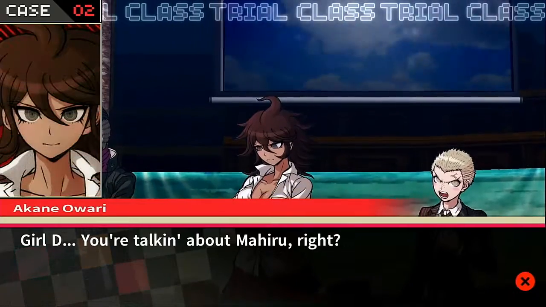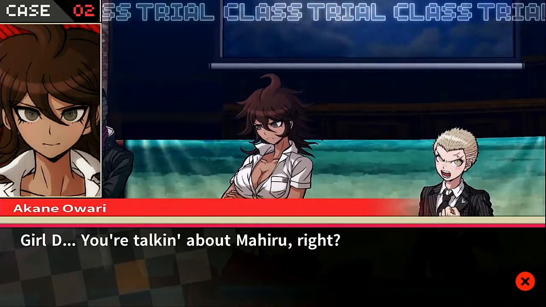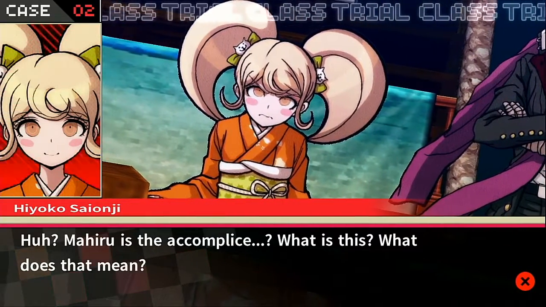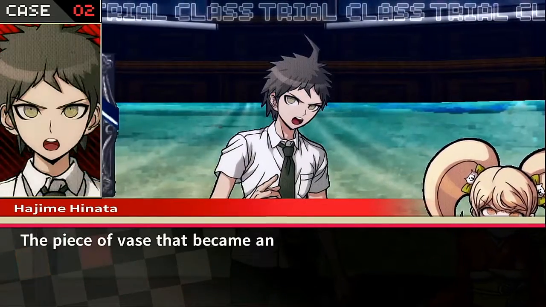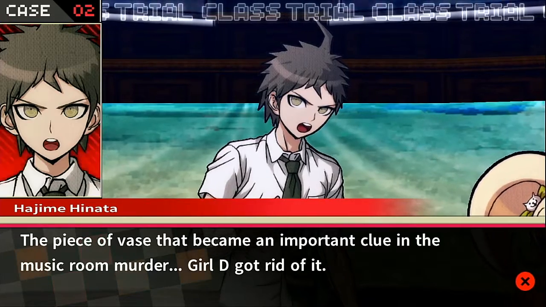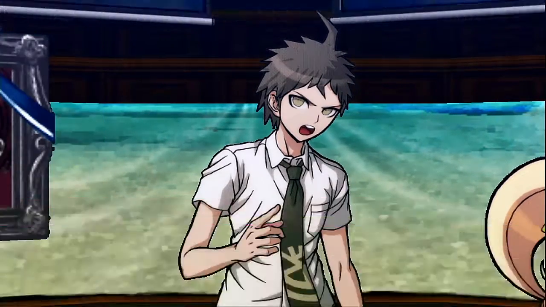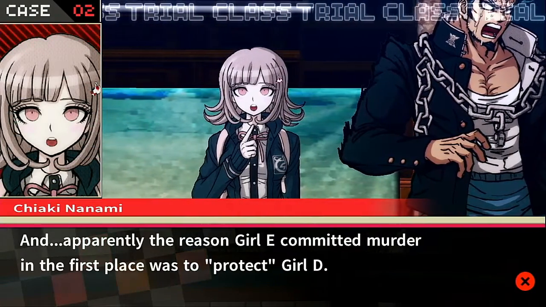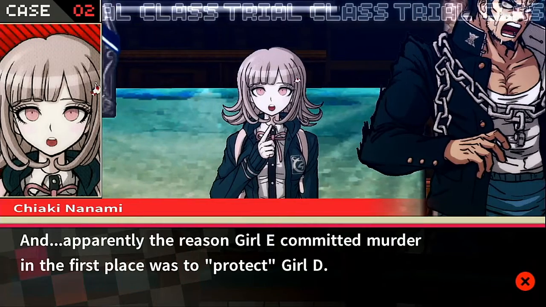Girl D. You're talking about Mahiru, right? Huh? Mahiru is the accomplice? What is this? What does that mean? The piece of face that became an important clue in the music room murder. Girl D got rid of it. And apparently the reason Girl E committed murder in the first place was to protect Girl D.